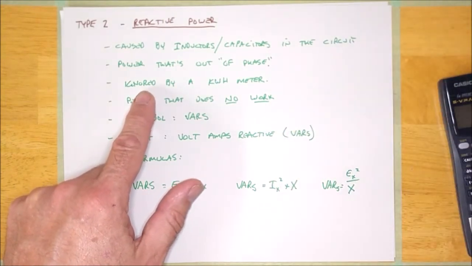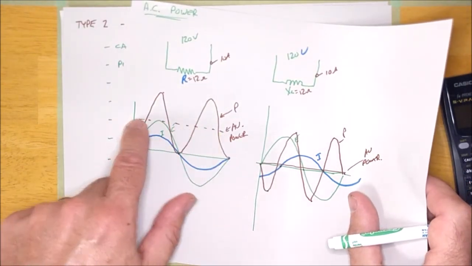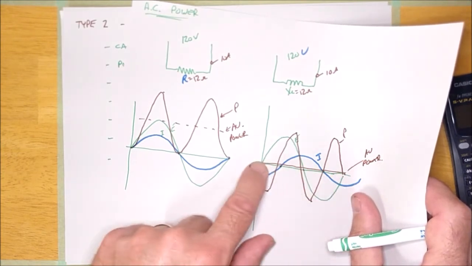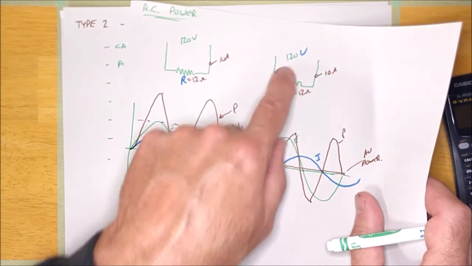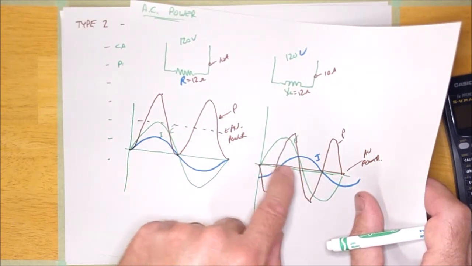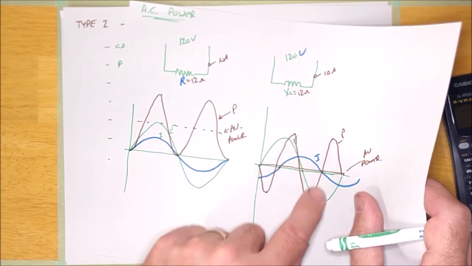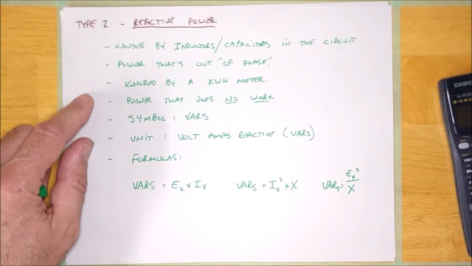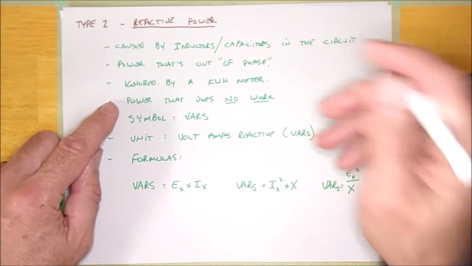That's because the kilowatt hour meter is actually measuring average power for the circuit. If you've got a big inductor in there, the kilowatt hour meter is basically going to read the average of that, and if it's out of phase like that, then the average is 0. That's because there's negative power and then positive power, and they cancel each other out, right? And the other thing about reactive power is it doesn't do any work.